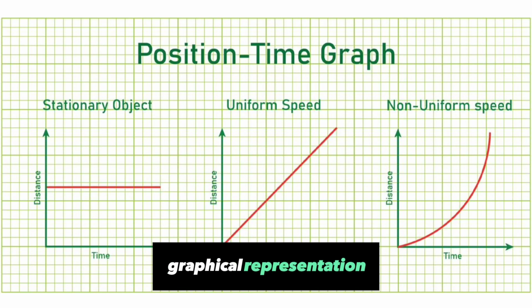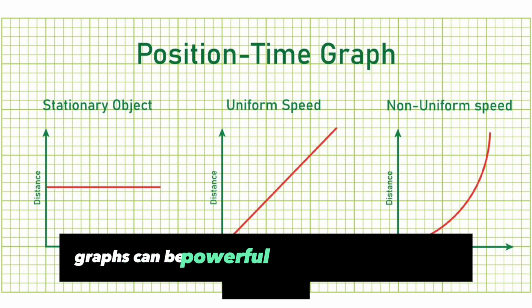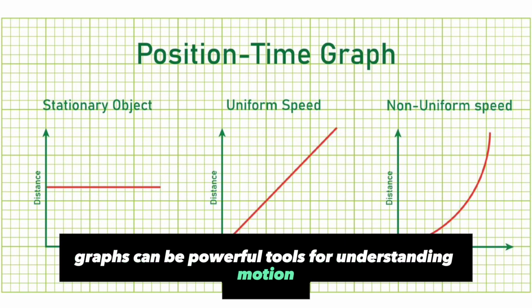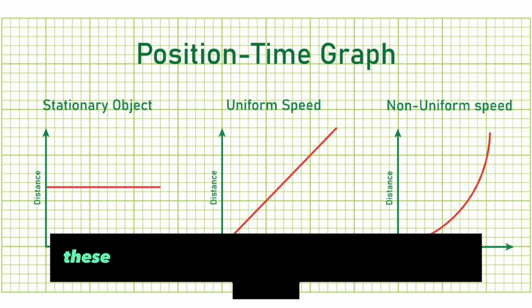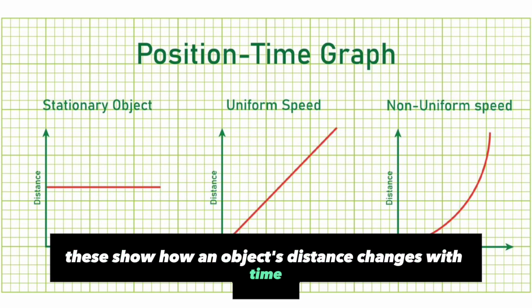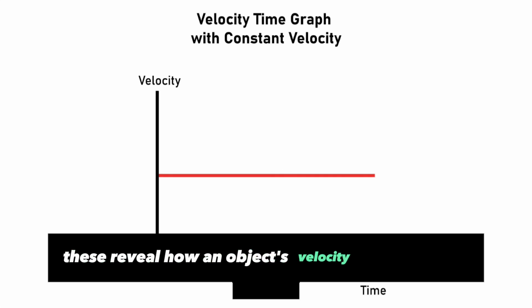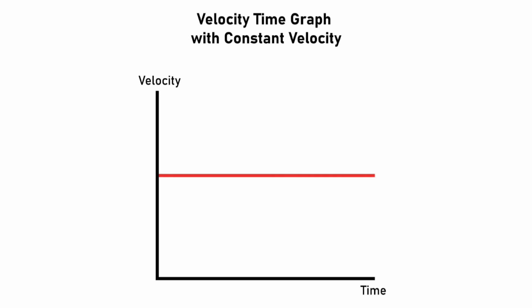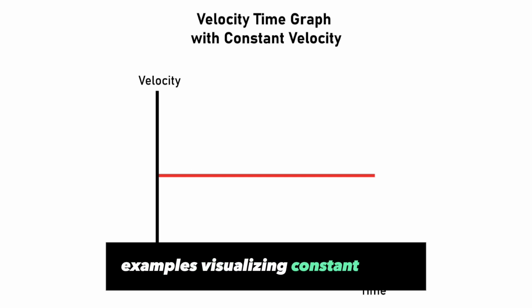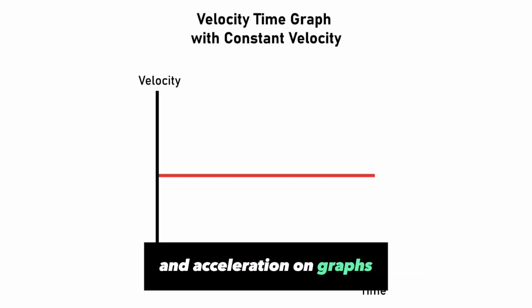Graphical representation. Graphs can be powerful tools for understanding motion. Distance time graphs, these show how an object's distance changes with time. Velocity time graphs, these reveal how an object's velocity changes with time. Examples, visualizing constant speed and acceleration on graphs.